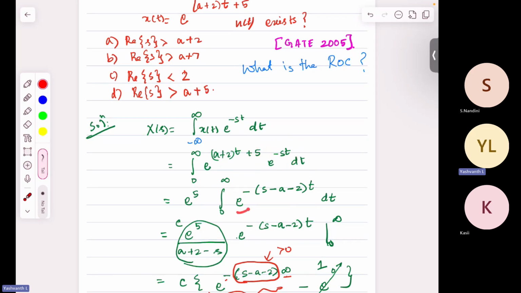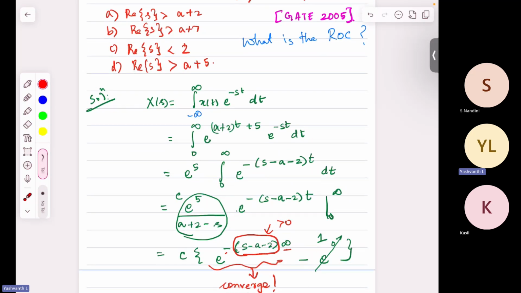So it's basically the integral of e power minus (s minus a minus 2)t. I took minus common. So this minus s is the first term, a plus 2 comes as plus, so when I take minus common, I do an additional minus. This is your integral. Now you integrate it. What is the integral value? Integrate e power ax dx, nothing but e power ax by a. That's what I write: e power 5 by (a plus 2 minus s) into e power minus (s minus a minus 2)t, limits 0 to infinity.